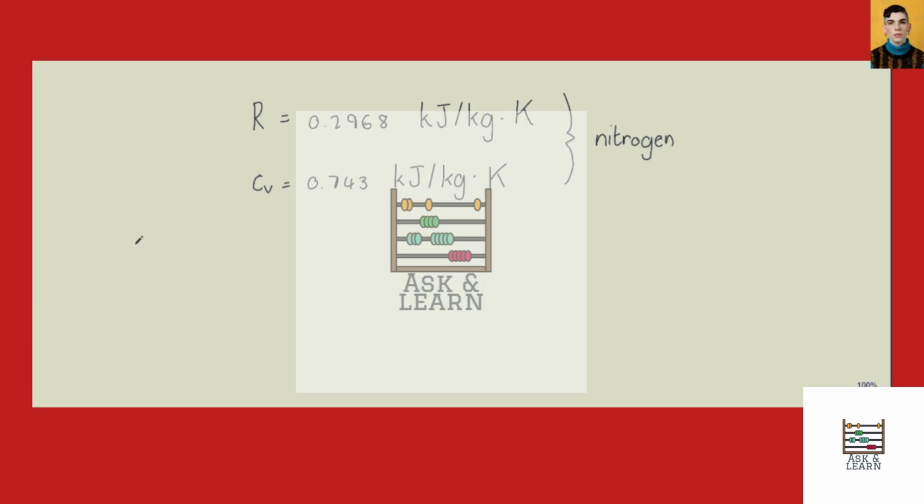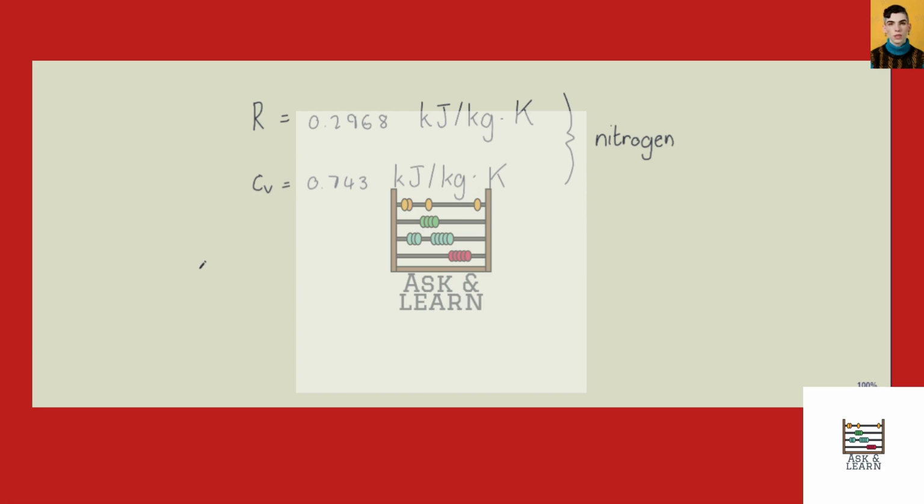In this problem, nitrogen gas is expanded in a polytropic process. We wish to calculate the work done and the heat transfer in this process. Now we assume that nitrogen is an ideal gas, the kinetic and potential energy changes are negligible, and constant specific heats can be used. The properties of nitrogen are its gas constant R, 0.2968 kilojoule per kg Kelvin, and the constant volume specific heat CV is 0.743 kilojoule per kg Kelvin.